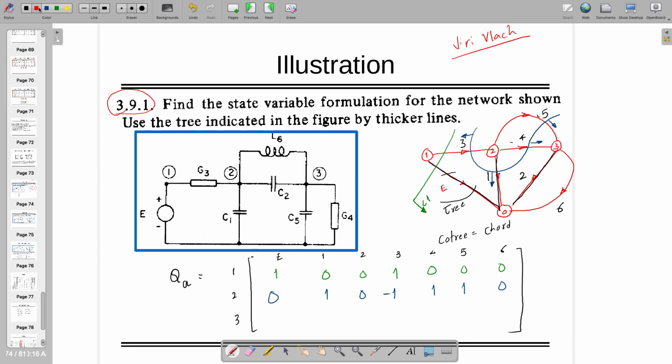Now let's make the third cut, right? And the direction will be this side, right? Third is not there, 4 is minus 1, 5 is minus 1, 6 is plus 1, right?